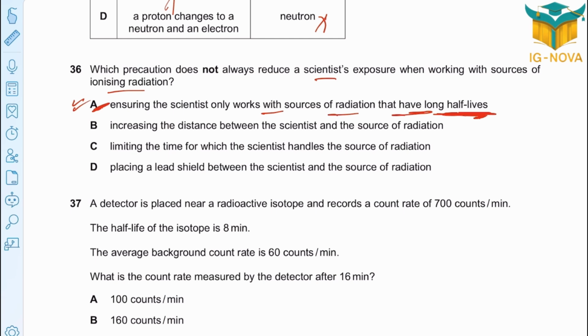So I'll just tick here to see other options. For B, increasing the distance, it will work, by the way. Limiting the time which scientists handle the source of radiation, yes, it will work. Placing a lead shield between the scientists, yes, it will work. So the least effective one here is A.